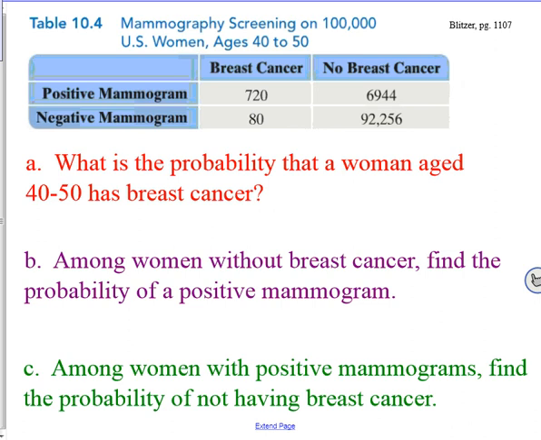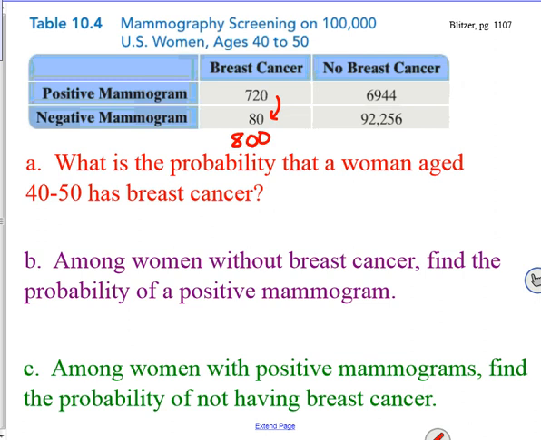Okay, we have another situation. Looking at women ages 40 to 50 in the US, we're looking at mammograms and how that relates to breast cancer and no breast cancer. So again, what's the probability that a woman aged 40 to 50 has breast cancer? I need to find all of the women who have breast cancer. So I'm going to add up these two columns, and I get 800.